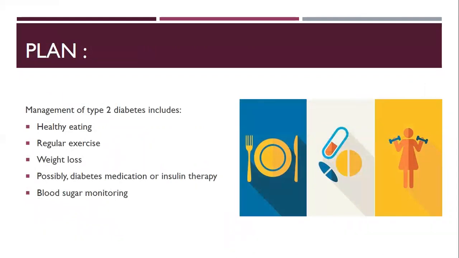The plan should include dietary and lifestyle modifications first. The patient should be advised to take healthy meals and avoid junk foods. He should take non-starchy vegetables and whole grains. Healthy cooking oil such as olive oil should be used.